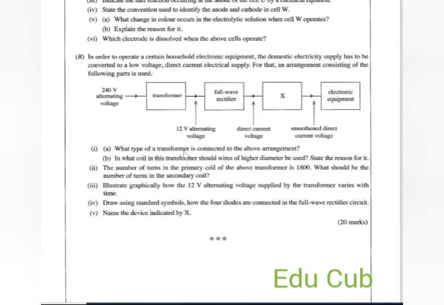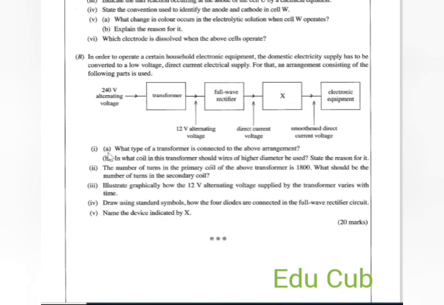First, part A, what type of transformer is connected in the above arrangement? B, in which coil of the transformer should a wire of higher diameter be used? State the reason for it. Second one, the number of turns in the primary coil of the above transformer is 1800. What should be the number of turns in the secondary coil? Illustrate graphically how the 12 volt alternating voltage supplied by the transformer varies with time. Draw using standard symbols how the four diodes are connected in the full wave rectifier circuit. Name the device indicated by X.